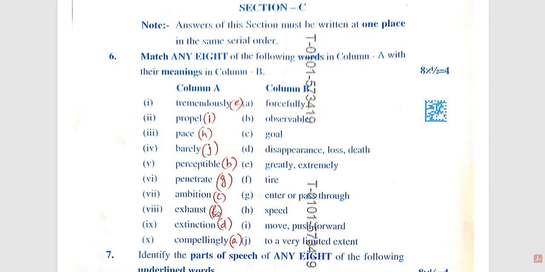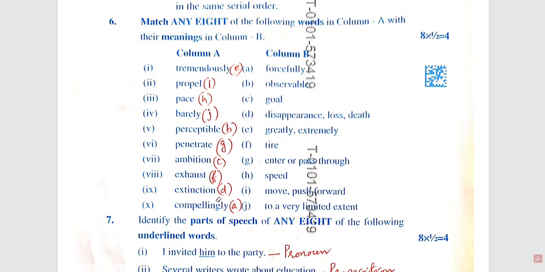Tired, I'm exhausted, which means I'm tired. Extinction, D. Disappearance or loss or death. The tigers are extincting, which means they are disappearing. Next, compellingly means forcefully. You cannot make somebody compel, that means you cannot make somebody forcefully study something like that.